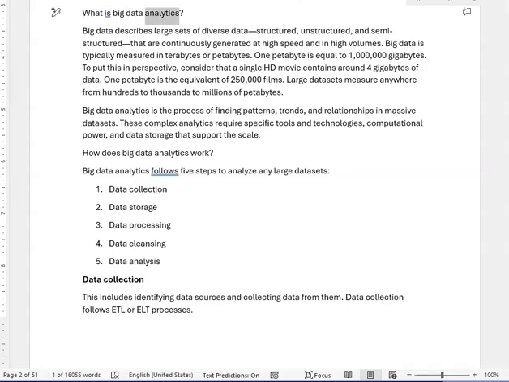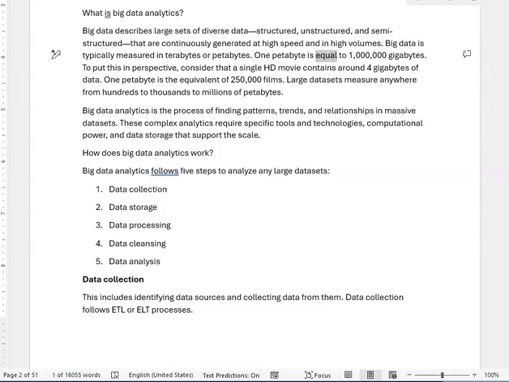What is big data analytics? Big data describes large sets of diverse data, structured, unstructured, and semi-structured, that are continuously generated at high speed and in high volumes. Big data is typically measured in terabytes or petabytes.